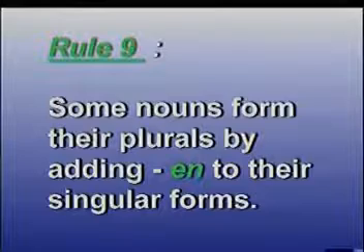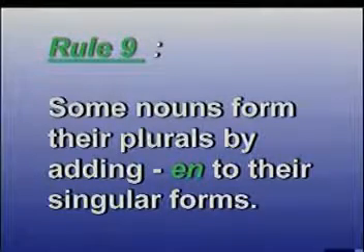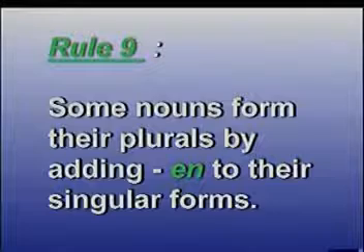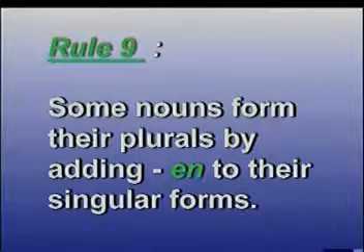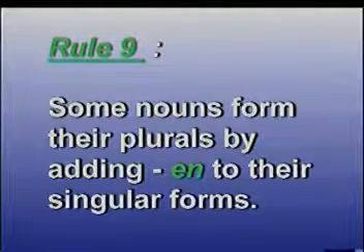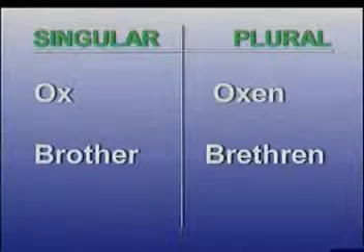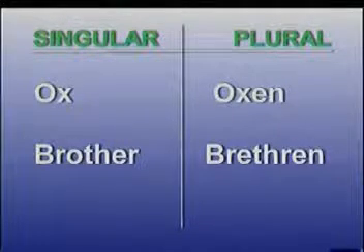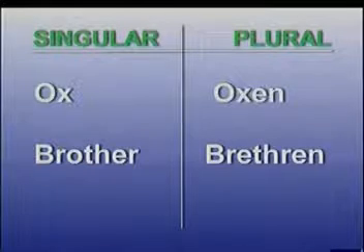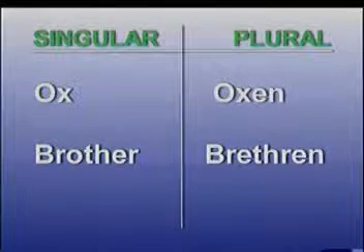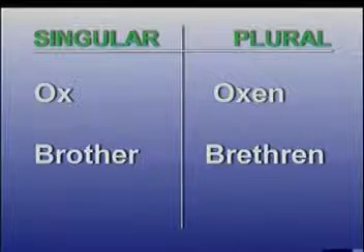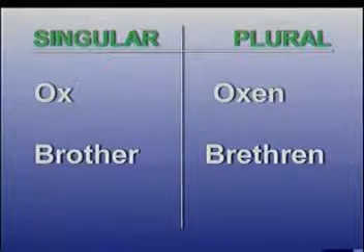Rule 9. Some nouns form their plurals by adding en to their singular forms. Here they are: ox, oxen; brother, brethren. Note that brethren is used for a group of Christian brothers together or a congregation.